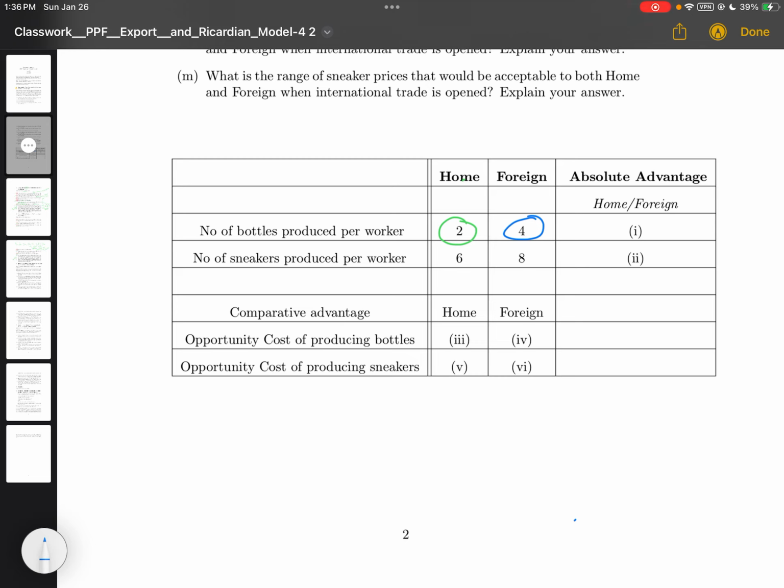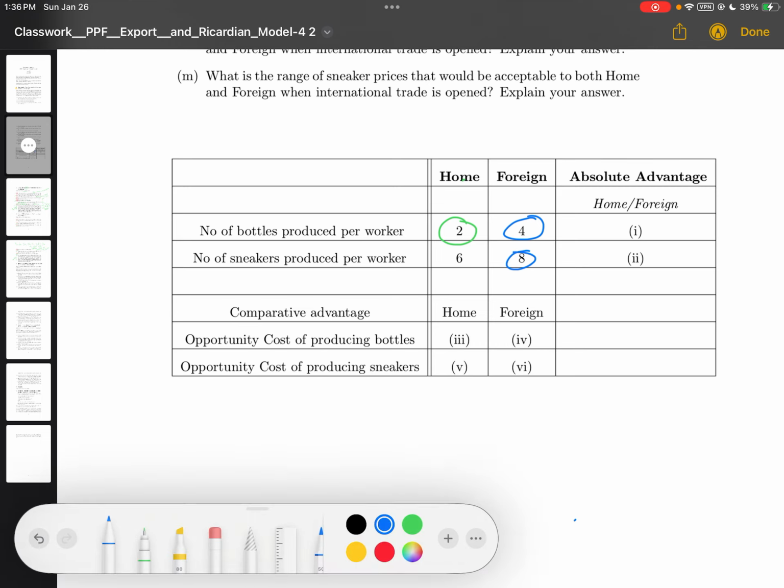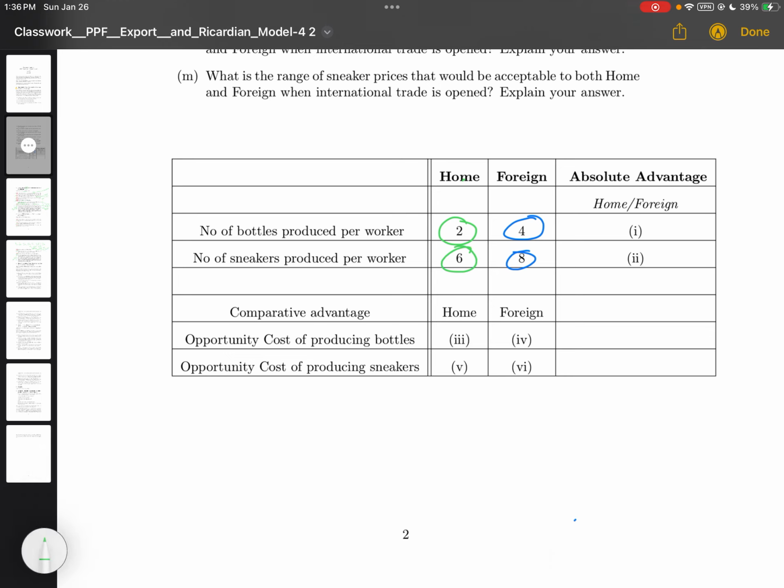The same idea with sneakers. Look at that: 8 in foreign per worker versus 6 in home per worker. So just comparing the number of bottles produced in foreign versus the number of bottles produced in home, foreign is doing much better than home. Same for sneakers, foreign is doing much better than home. And so we say foreign has absolute advantage in producing bottles and in producing sneakers.